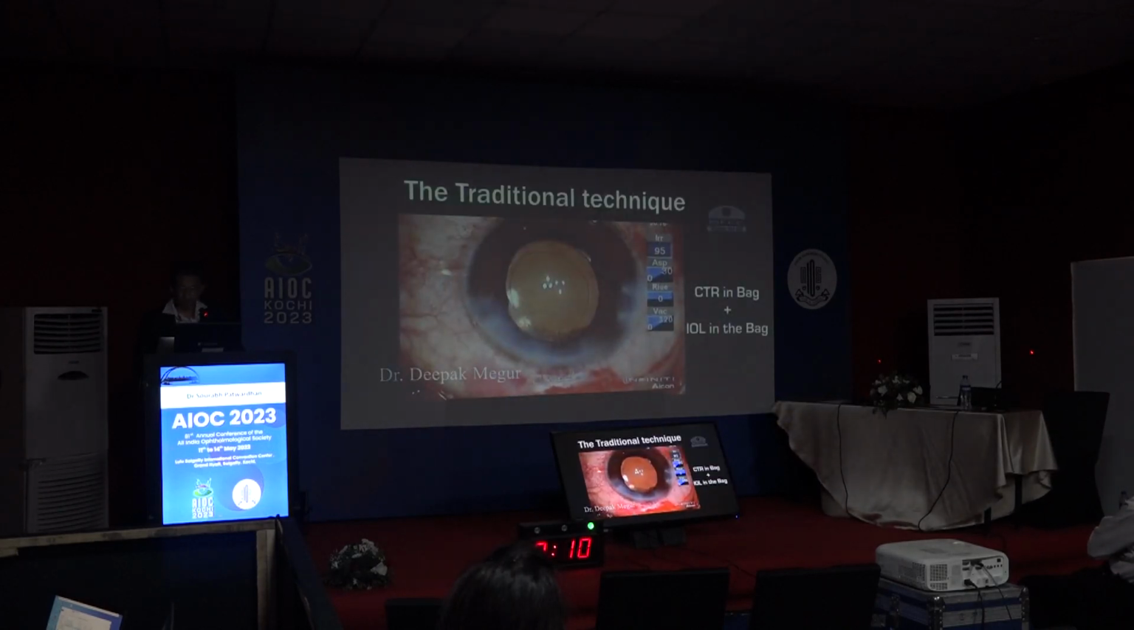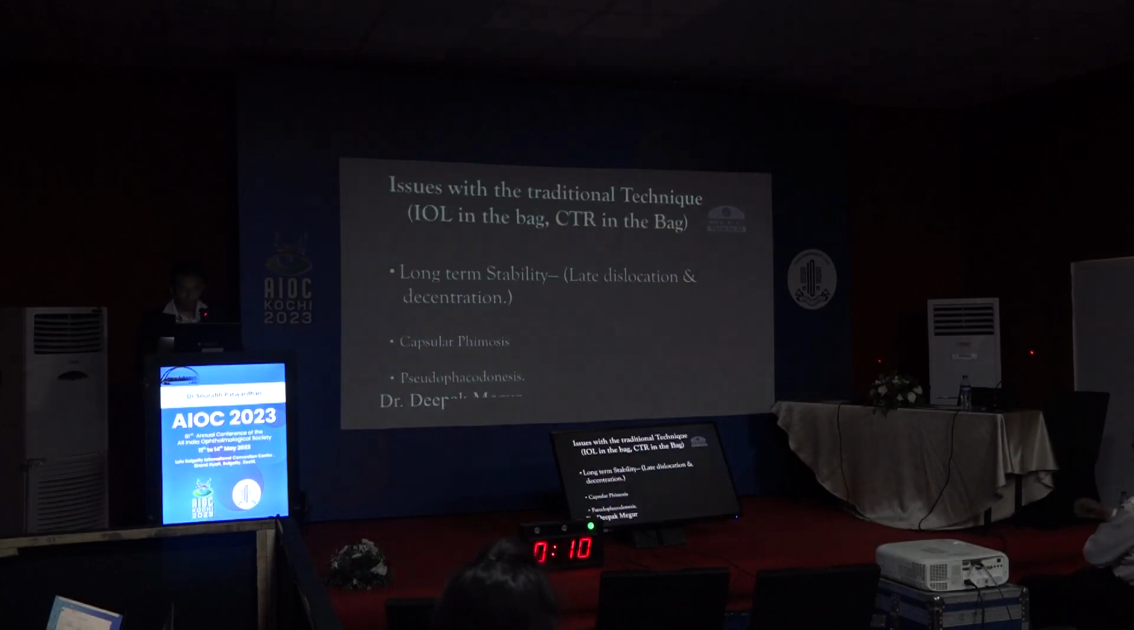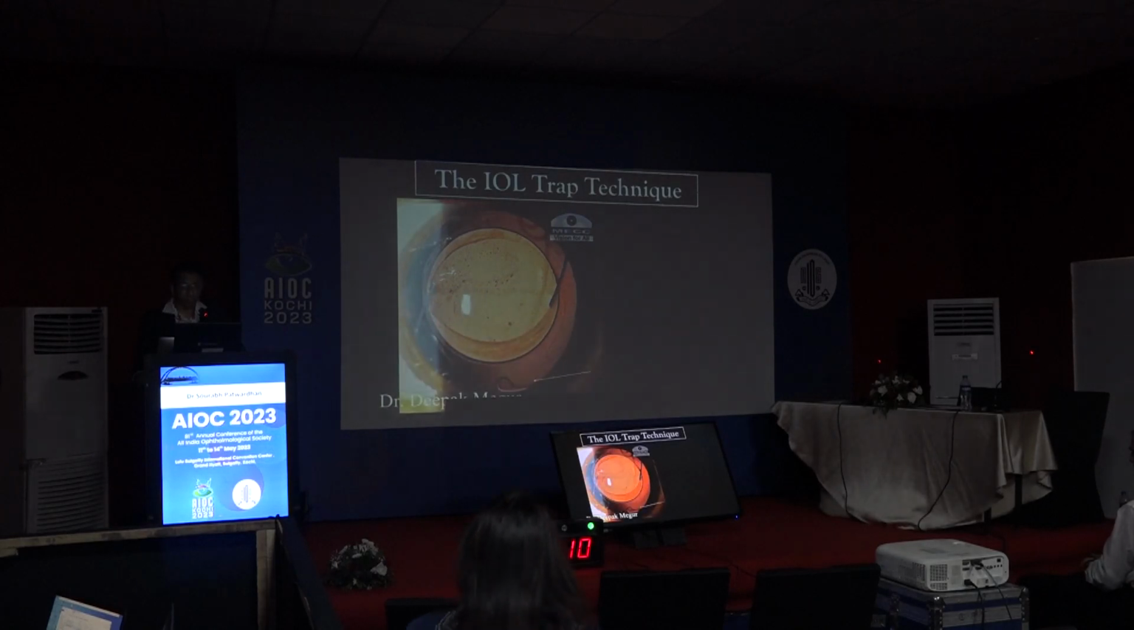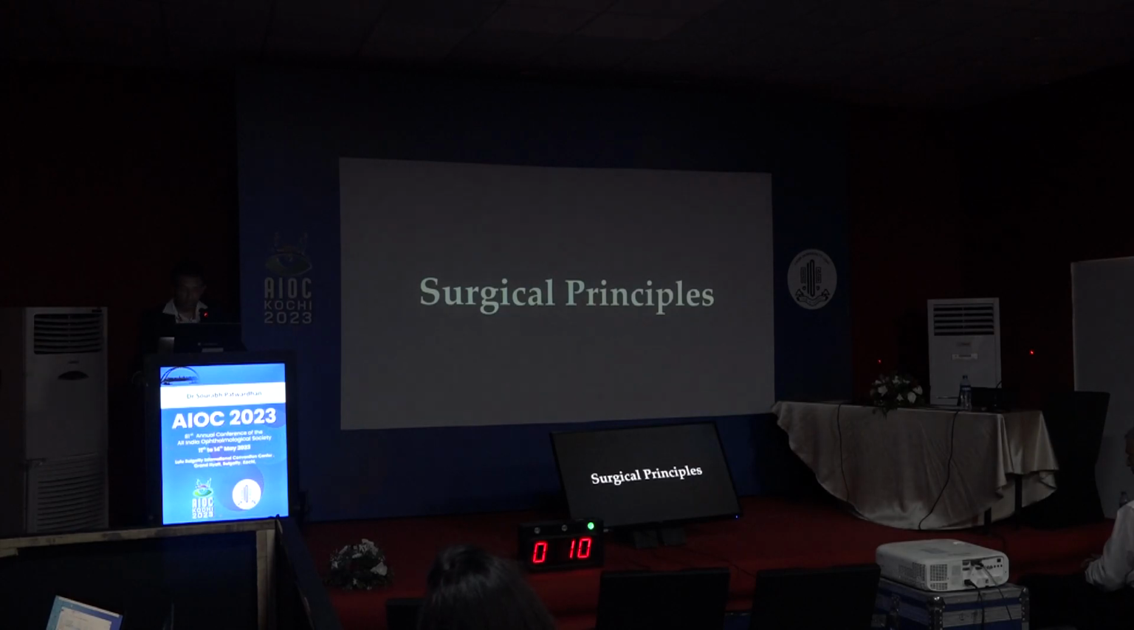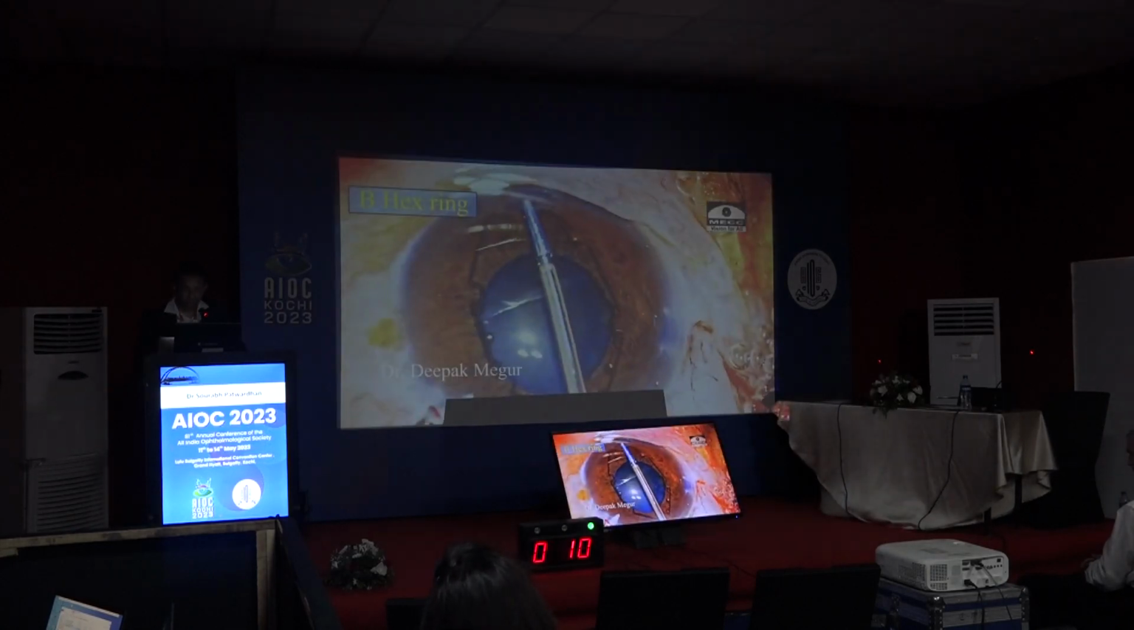The traditional way has always been to put the CTR and the IOL both in the bag. But the one issue is, there's always a tendency for late dislocation and decentration, apart from the massive pseudophacodonesis which we see. So I've been using this IOL trap technique for some time now, maybe for the last 6-7 years, where the CTR is placed in the bag and we place a multi-piece hydrophobic lens in the sulcus with an optic capture. So let us try to understand the principles.